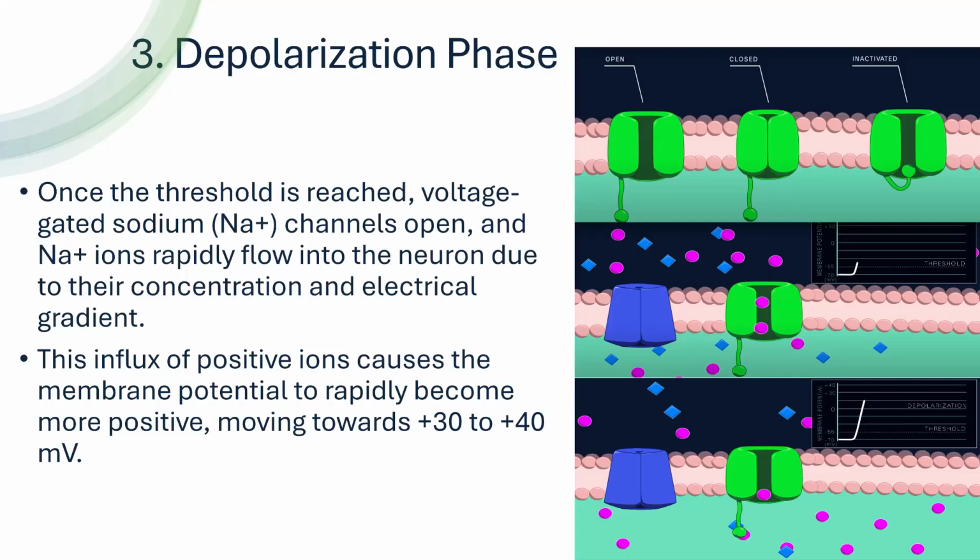Once this threshold is reached, the voltage-gated sodium channels open and sodium ions rapidly flow into the neuron due to their concentration and electrical gradient. We see here the influx of the positive sodium ions, which causes the membrane potential to rapidly become more positive, moving towards plus 30 or plus 40 millivolts. This is the depolarization part of the action potential.